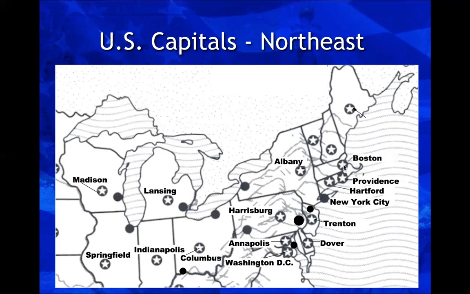Boston is the capital of Massachusetts. That's right there. Concord is the capital of New Hampshire. Montpelier is the capital of Vermont. And Augusta is the capital of Maine.